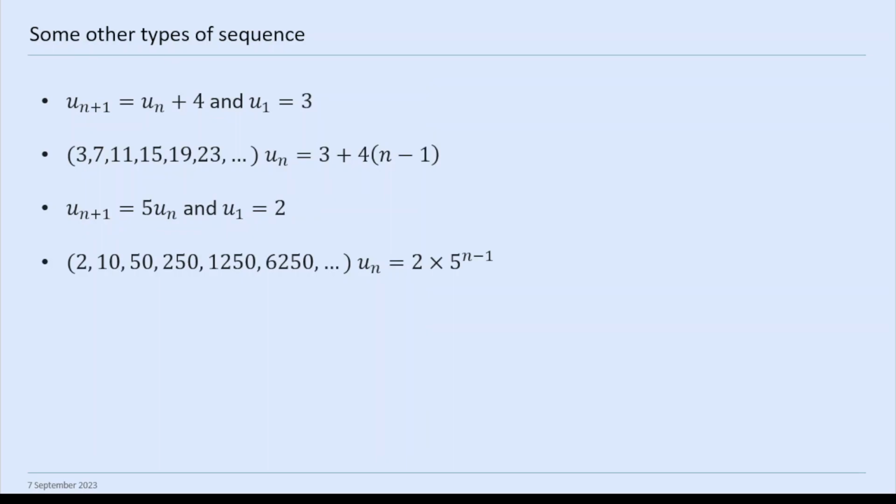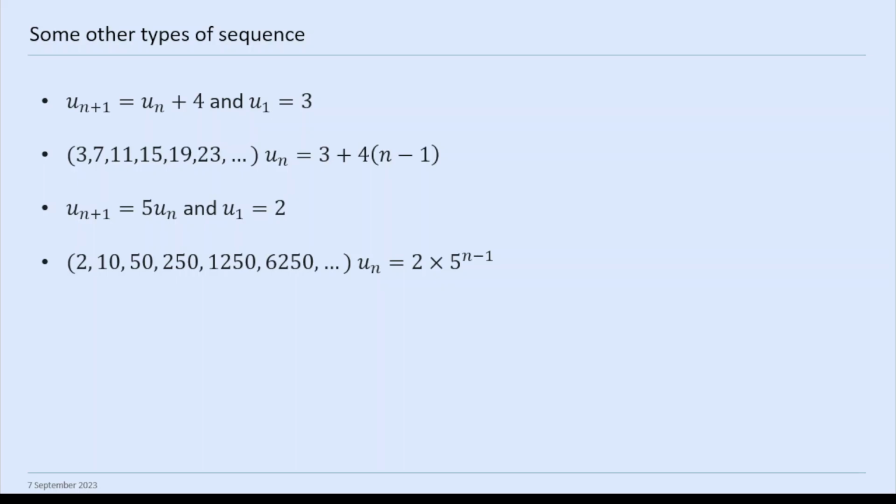There are some other kinds of sequence. So if you keep adding a constant number, so Un+1 equals Un plus 4, and let's say U1 equals 3, you've got to specify the first term if you're going to do it as a recurrence relation. Then you get 3, 7, 11, 15, 19, 23. You're always increasing by the same amount. These are called arithmetic progressions. So in this case, Un would be 3 plus 4 times (n minus 1).